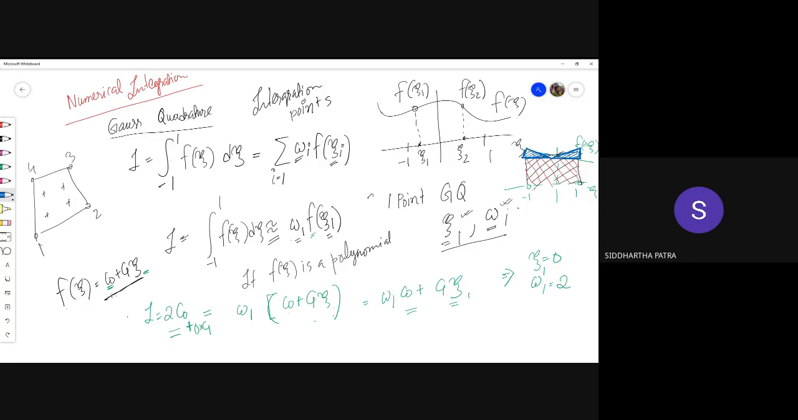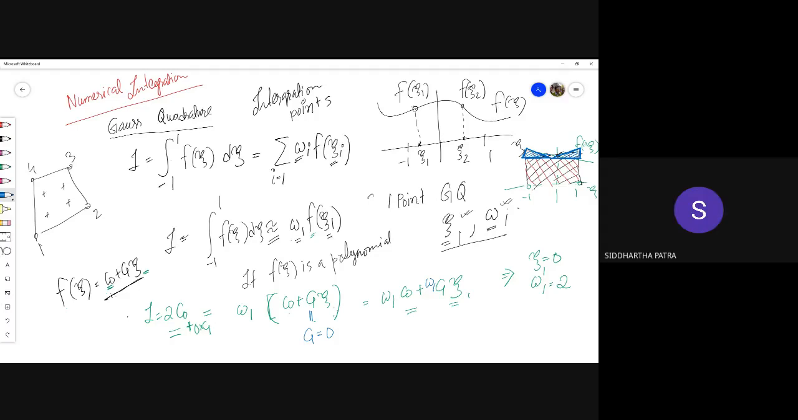Now a straight line might also have C1 not equal to 0. When I do W1 times f of xi, it will be W1 C0 plus W1 C1 xi. Yes, W1 C1 xi, I stand corrected. But that also will give you xi equals 0.